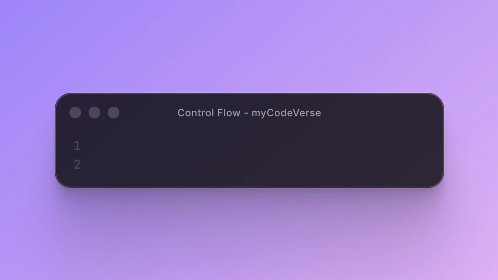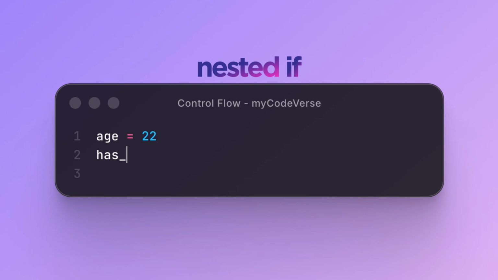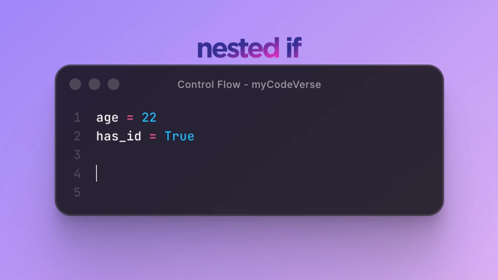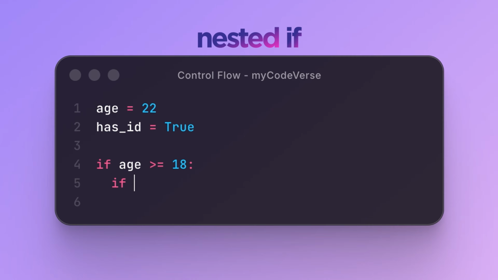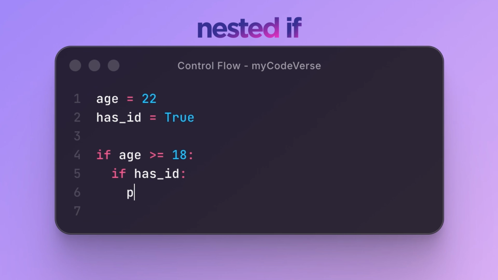Now, one quick thing. You can put an if inside another if. This is called nested if. Sounds scary. It's not. Python just checks step by step. One condition passes, then it checks the next. No jumping. No shortcuts.